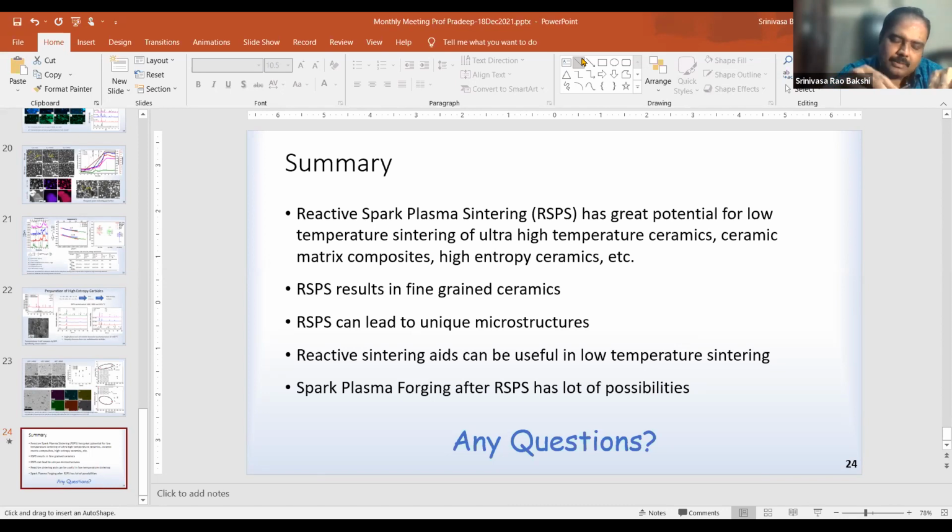And at high temperature, there is plastic deformation also that is aiding. During the reaction, the temperature at the interfaces can go very high. When we pass current, the interfacial temperatures at the particle interfaces will be much higher than the overall temperature. We are measuring the temperature at the surface of the die using a pyrometer, so it is actually the die temperature. In that sense, the local temperatures could be much higher, and that is why the reaction kinetics are also very high.